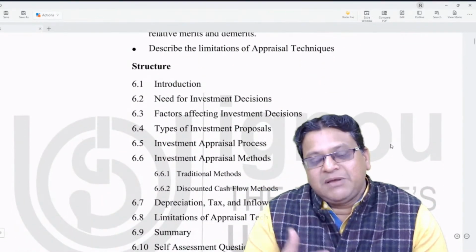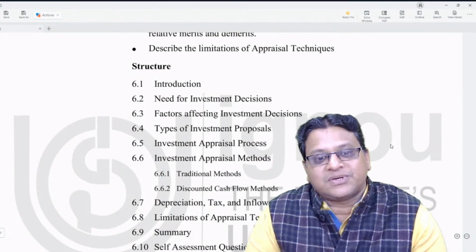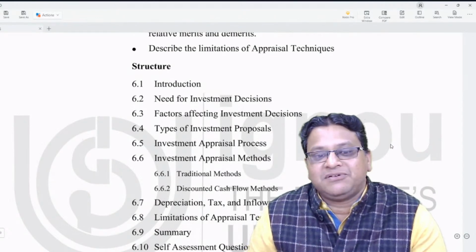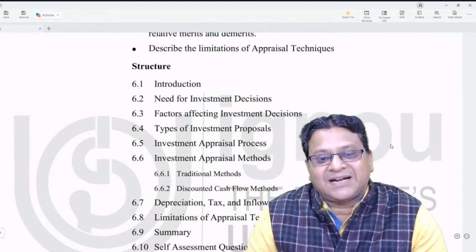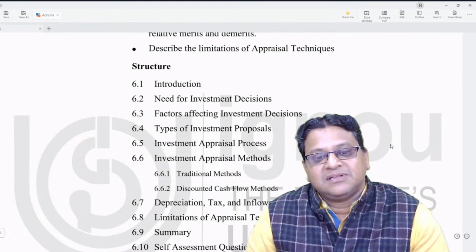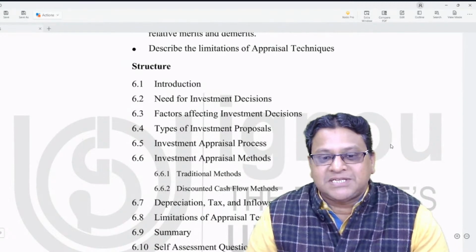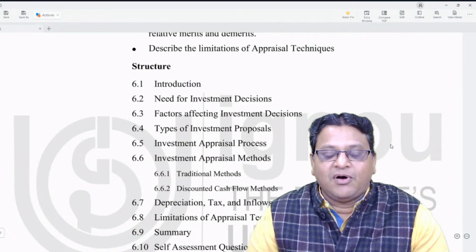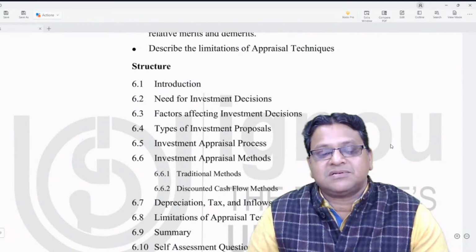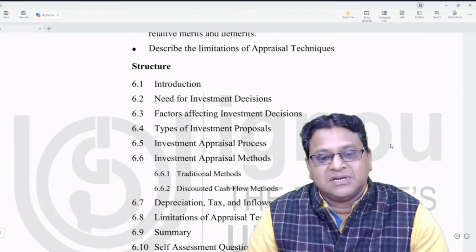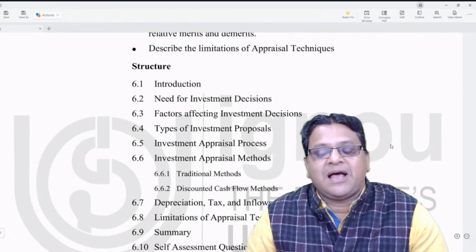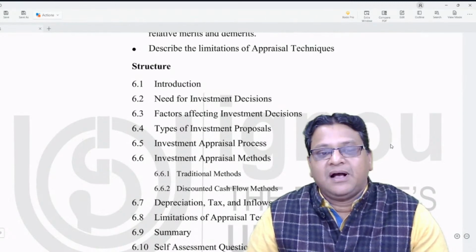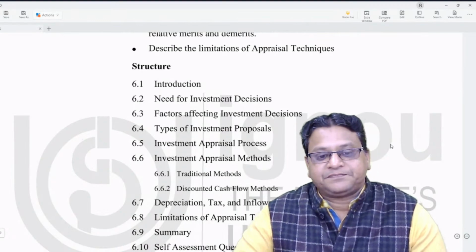The scheme of our discussion will be, first I will give an introduction, then we will discuss need for investment decisions. Next, we will discuss factors affecting investment decisions. Then we will discuss type of investment proposals. Next, we will discuss investment appraisal process. Next, we will discuss some methods of investment decisions, traditional methods and discounted or modern methods. At last, we will discuss some limitations of investment appraisal techniques. This will be our scheme of discussion today.